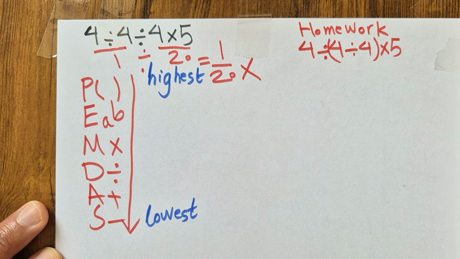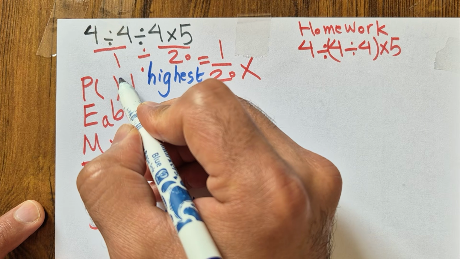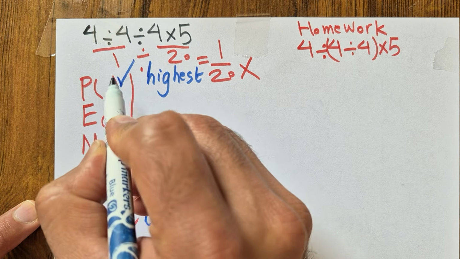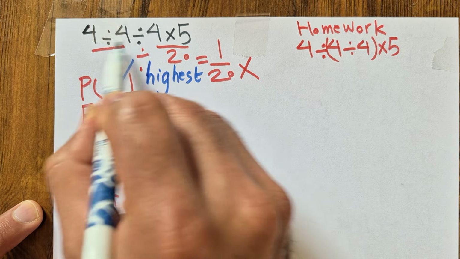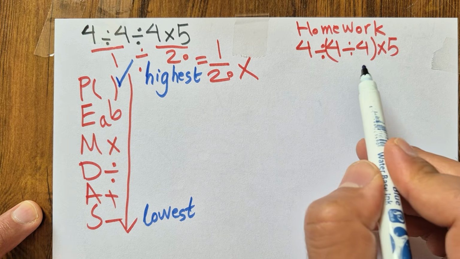What PEMDAS tells us is that parentheses have the highest priority. Go for them at first whenever you see them. If you're asking yourself, so why are you saying this, in the original problem there are no parentheses, we have the homework with the parentheses.